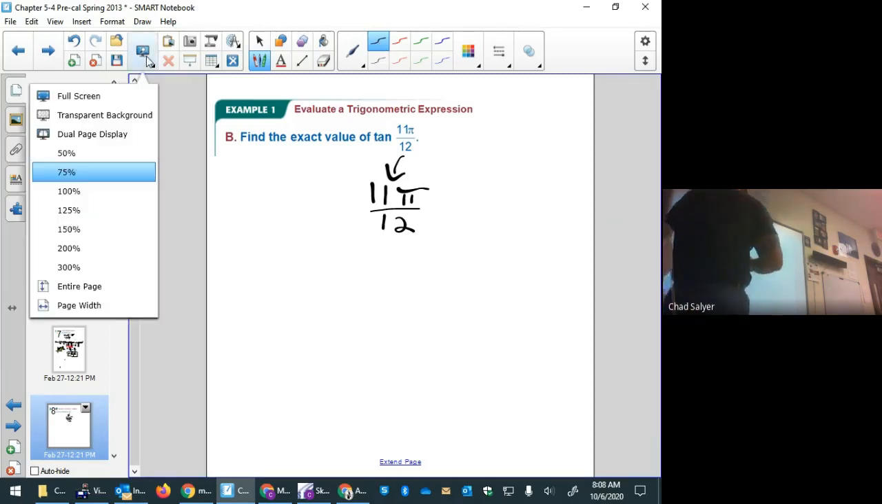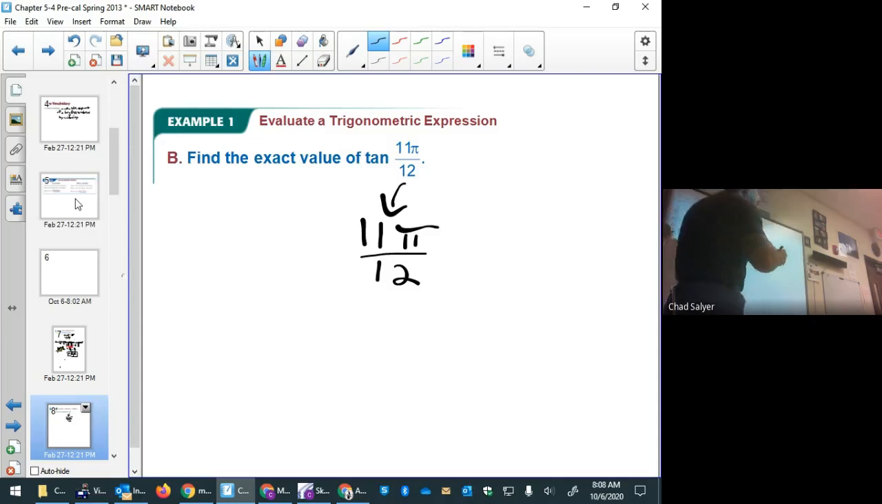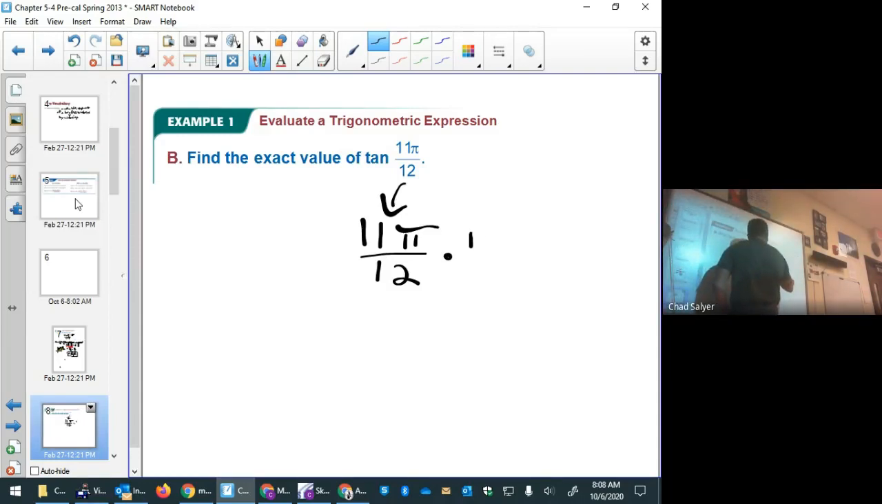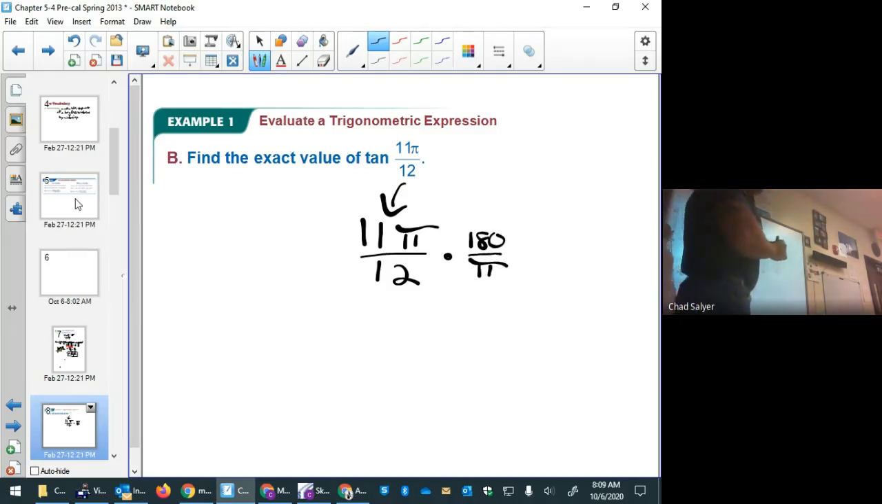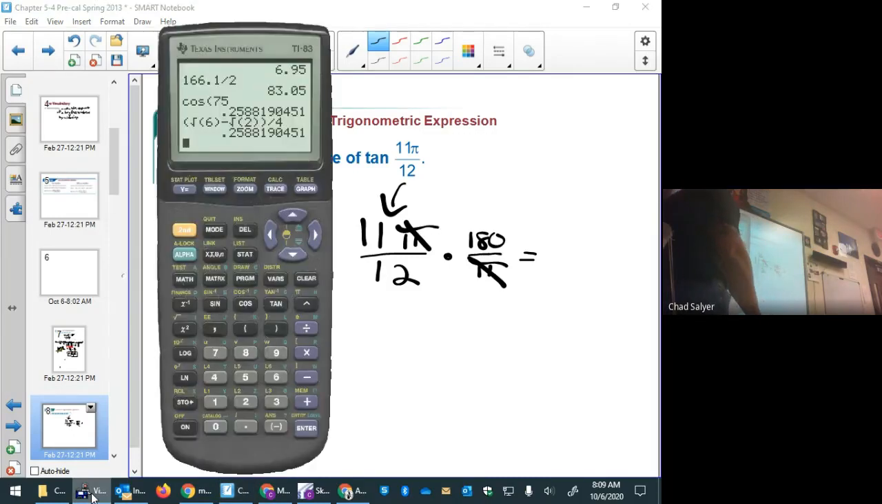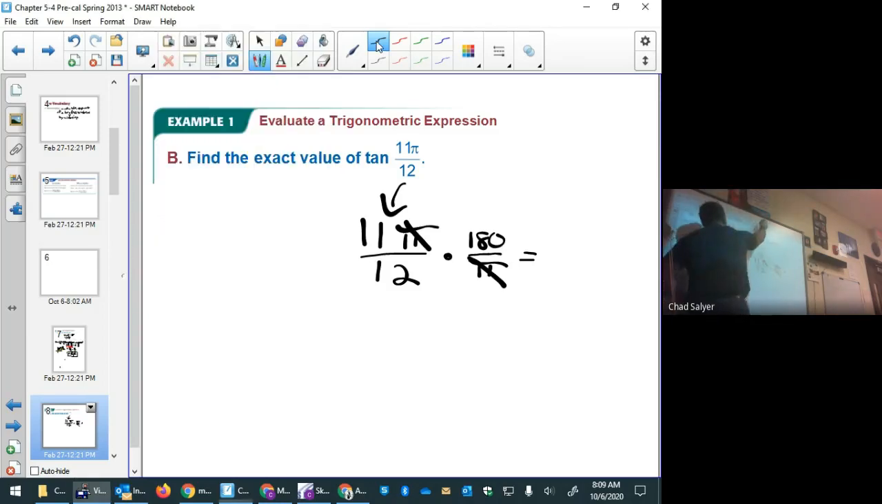So what I always do is this, unless it's just obvious. Sometimes it's obvious, but in this case it's not. So I'm going to multiply this by 180 over pi to get my corresponding degree value. It'll be just less than 180, I think. So these cancel. And let's do 11 times 180 divided by 12. And change that to the lowest possible fraction, 165 degrees.